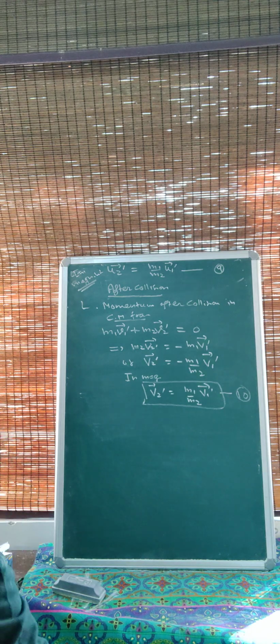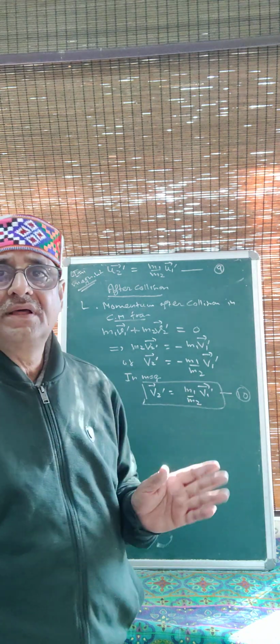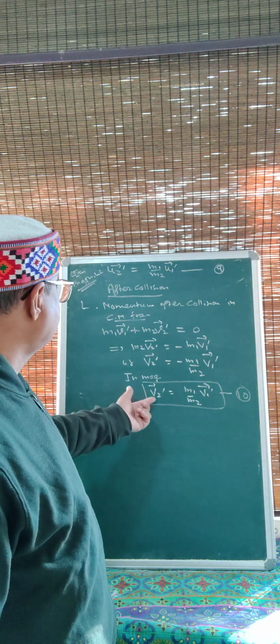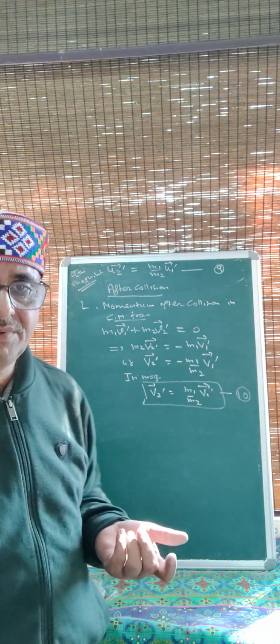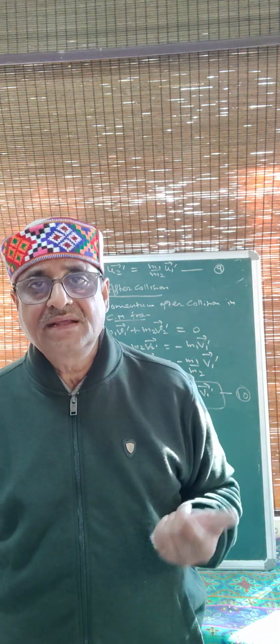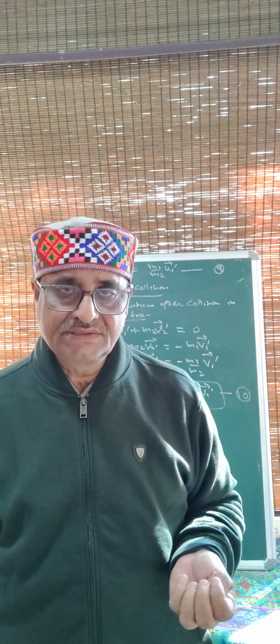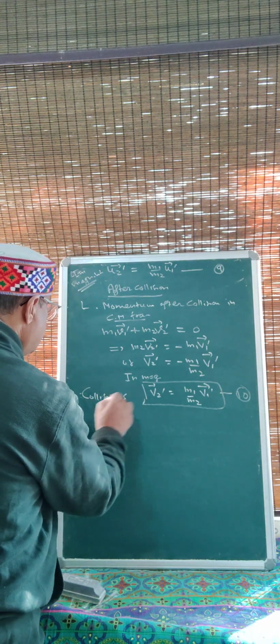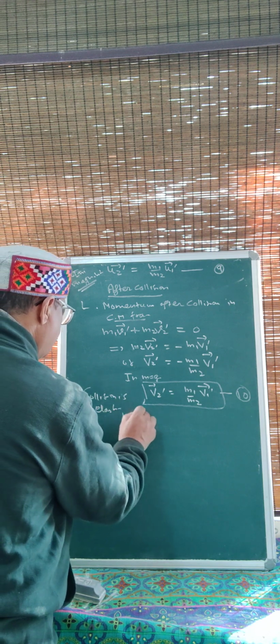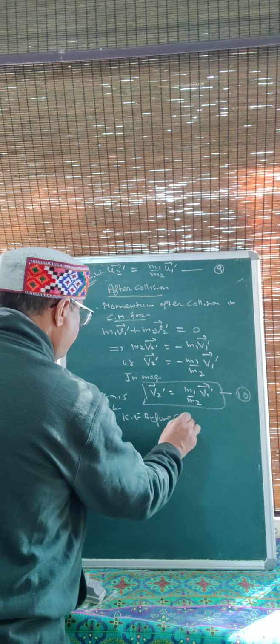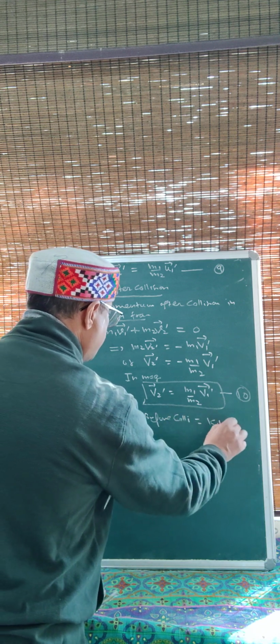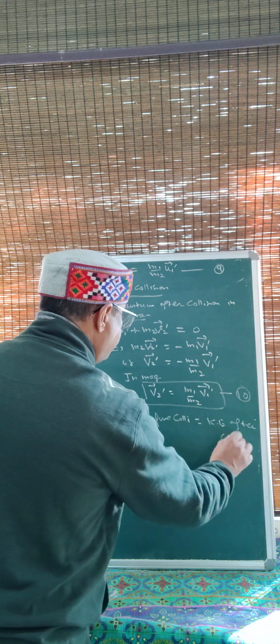Let us write this to be equation number 10. So we have used this concept and calculated v2 dash and u2 dash. Now we have to apply the second concept also. The second concept is that in elastic collision the kinetic energy is also conserved. So apply that. Since the collision is elastic, the kinetic energy before collision must be equal to the kinetic energy after collision.